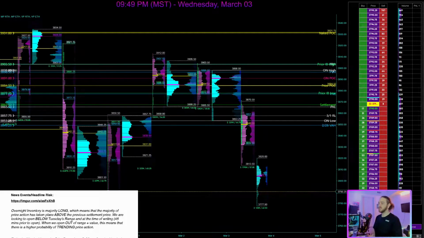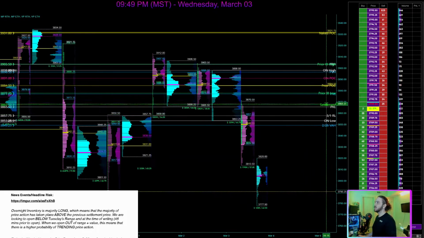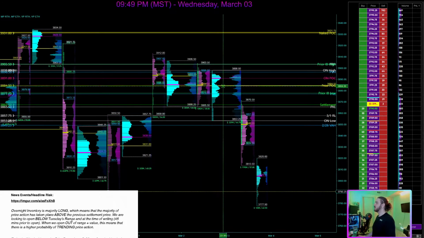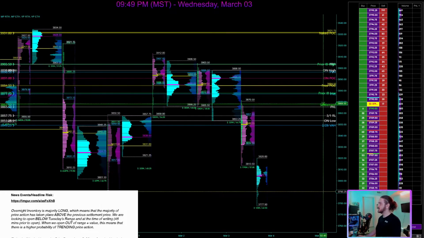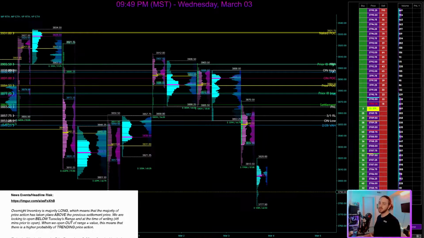So as you can see here, starting with the analysis from the pre-market, overnight inventory was majority long. You can see settlement prices right here, and the majority of the overnight price action is indeed above settlement. As we know, that means overnight inventory is long, and that increases the probability of a push to the downside.